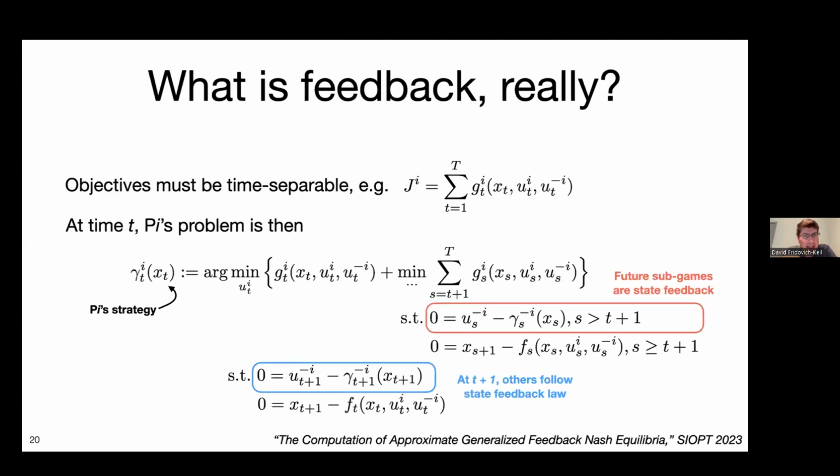And then at time t, what I'm going to do is break that tree at some arbitrary state x_t, and write down player i's problem for the subgame from there. What player i is trying to do from this state at this time is choose an action at time t, u_i,t, which minimizes the cost right now, that's the first term in this sum, plus the best cost they can incur in the future.